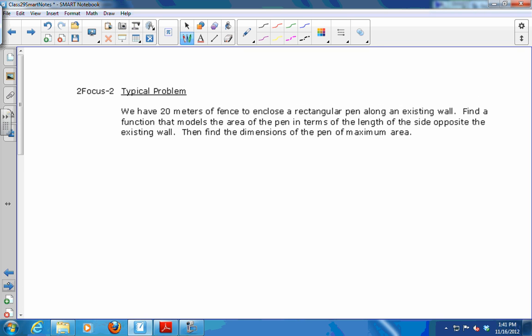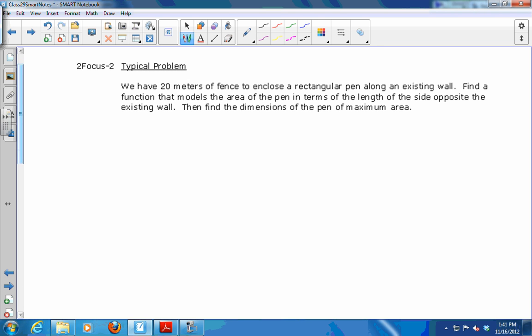And here is a typical problem. So I'll do an example with you, and then I think I gave you like three, maybe four to do for homework. So we have 20 meters of fence to enclose a rectangular pen along an existing wall.